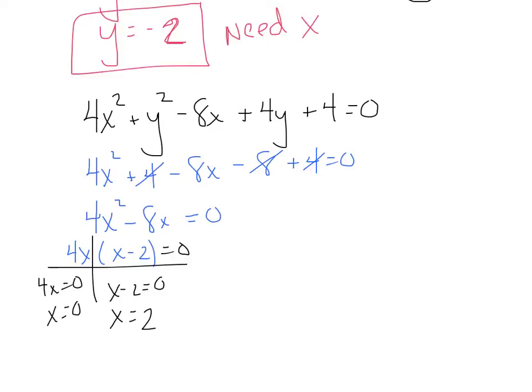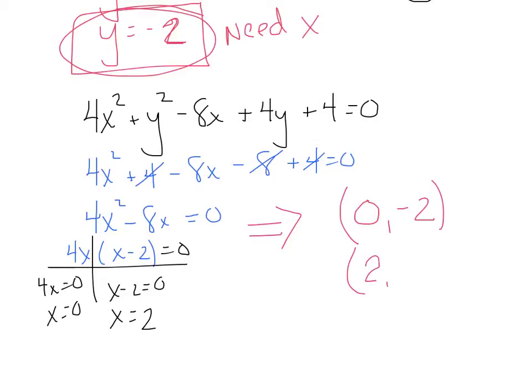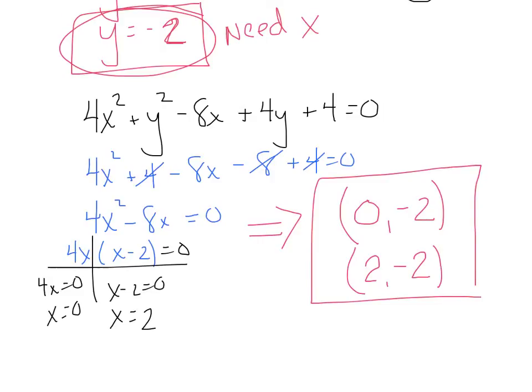Now what does that tell me? I got two x values. Well, that implies that I have two vertical tangents. My x value is 0 and my y value is negative 2. Remember, we got that up here. Or my x value could be 2 and my y value is still negative 2. So I have 2 points where I have vertical tangents.